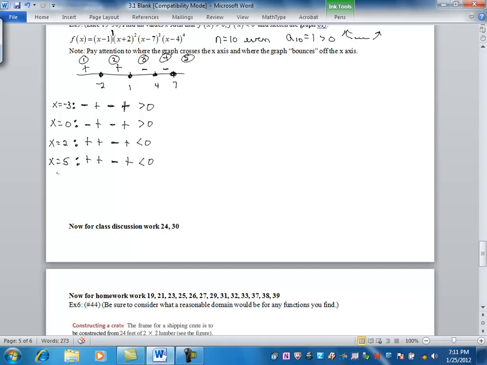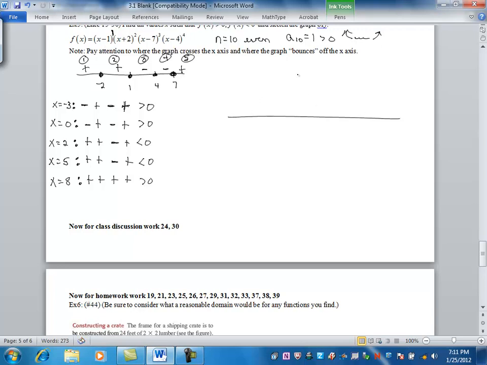And then let's go for x equal 8. Alright, let's see. 8 minus 1, that's positive. 8 plus 2, that's positive. You square positive, you get a positive. 8 minus 7 is positive. You cube that, you get a positive. And then 8 minus 4, that's positive. And so we're positive all the way around, and this is good. Both of our arms are going to be pointed up.